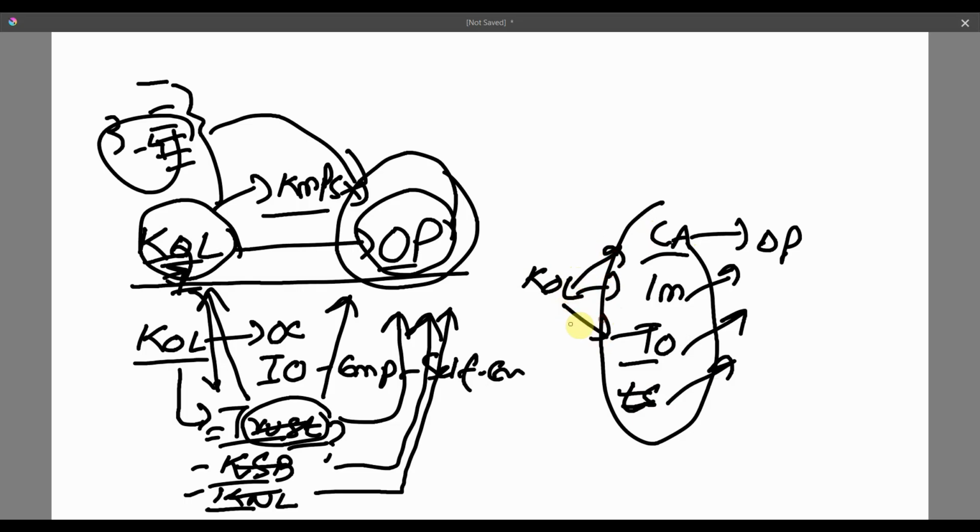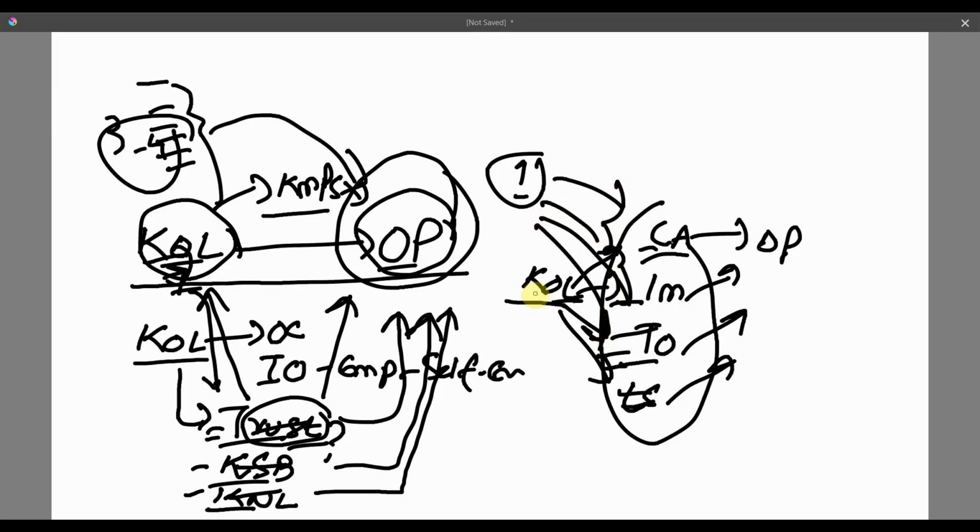Now a question might be in your mind that there is no research on KOL. How will I know whether KOL can influence this? Now there are two ways to find out. Number one, since KOL is a type of leadership, can leadership influence these outcomes? If so, yes, KOL will also influence.